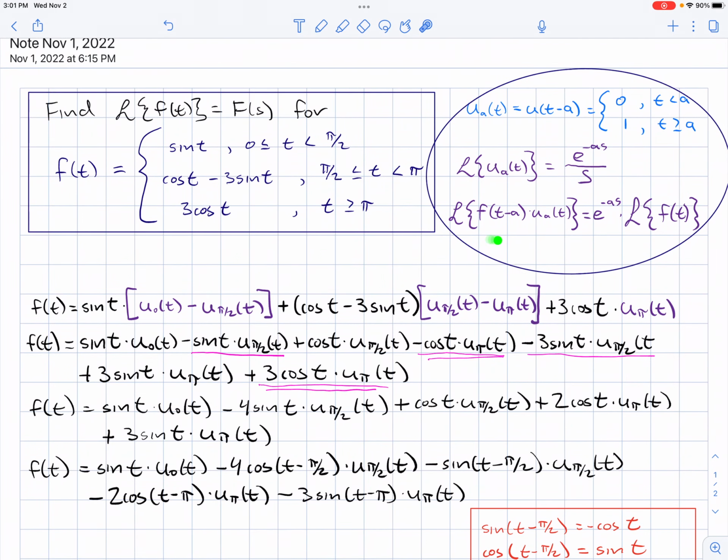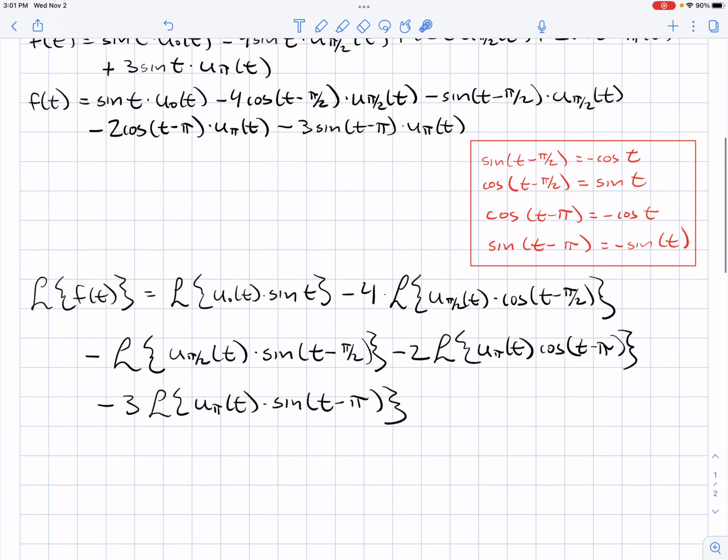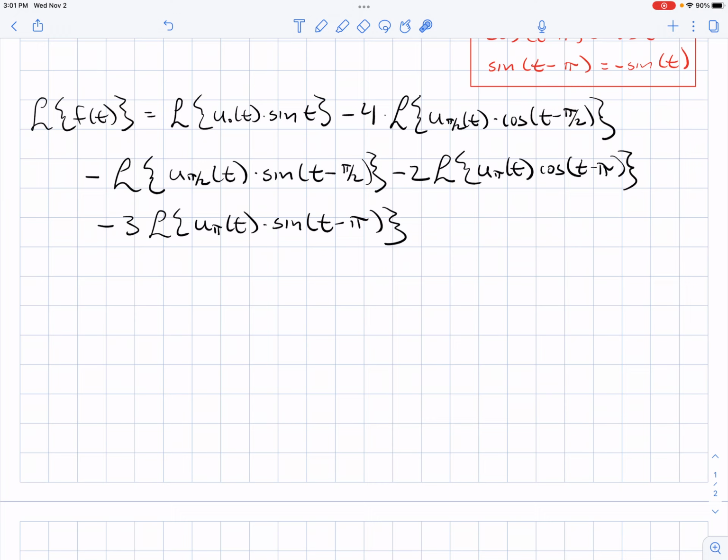Now we have written everything in our proper form. We manipulated it, so now we can essentially just use the idea of, since we know the a for each of the step functions, we manipulated the function of sine and cosine of t minus a, and now we can use this rule where it's just e to the negative as times the Laplace of little f of t. So that's nice, because using that idea, we can now find the Laplace of each.